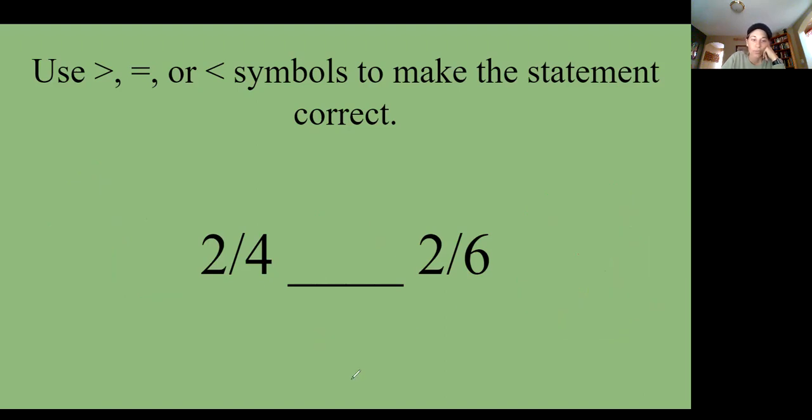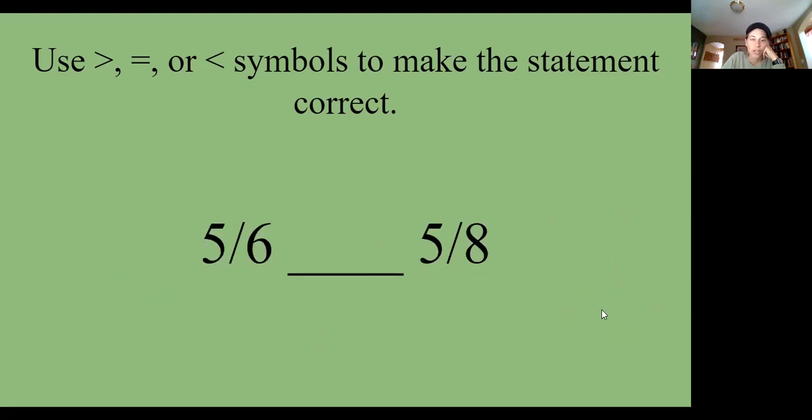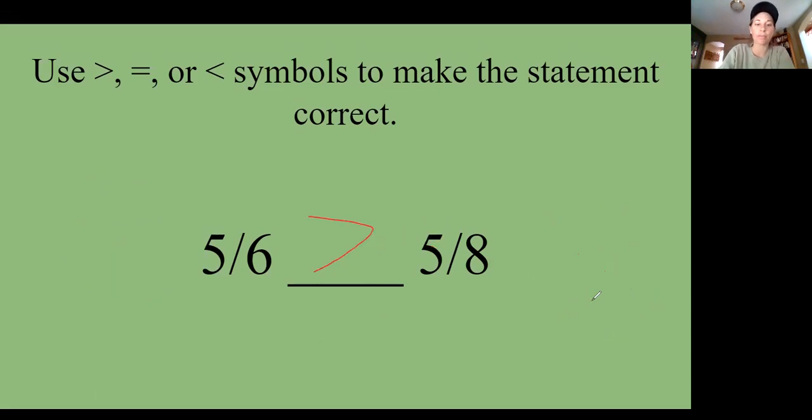All right, we really don't have very much time left. So we're going to look at this one real quick. Go ahead and pause this video and think about the trick that I just taught you. Pause the video. All right, the top numbers are the same. So we're going to look at the bottom numbers. Whatever bottom number is smaller is actually a bigger number. So 5/6 is actually bigger than 5/8.